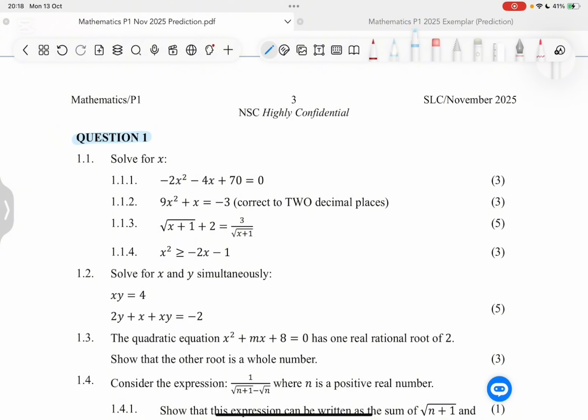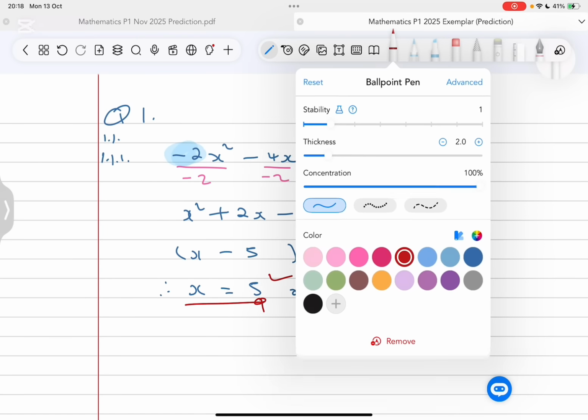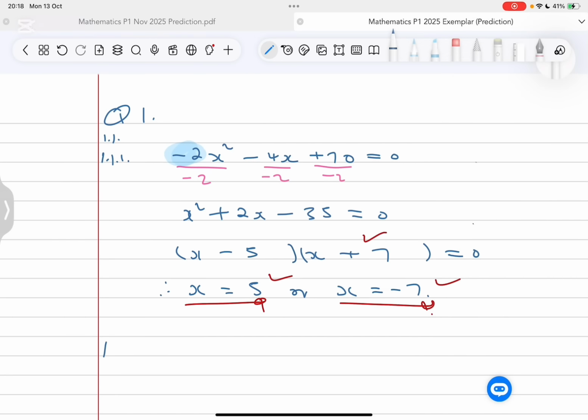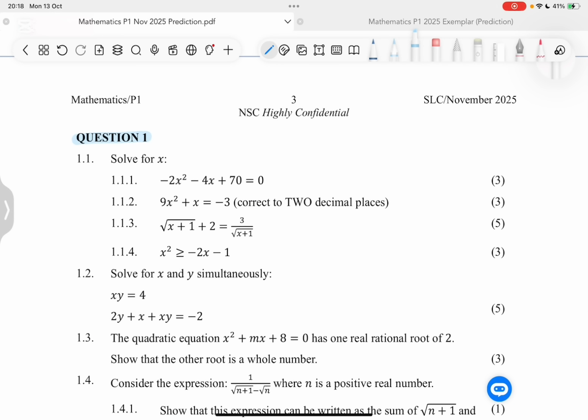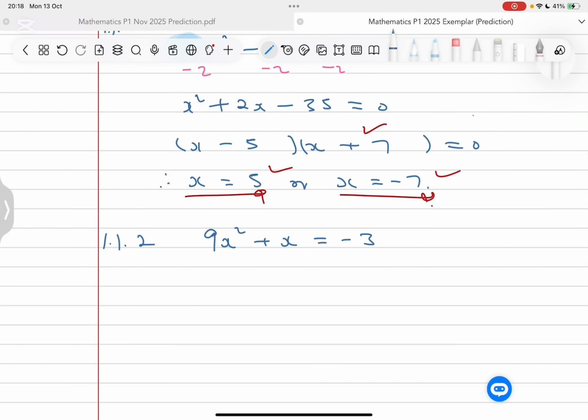The next question, which is 1.1.2, says we are given here 9x squared plus x is equal to -3. And we are told here that we must answer correct to 2 decimal places. Now, this is a hint to say we need to use the quadratic formula.